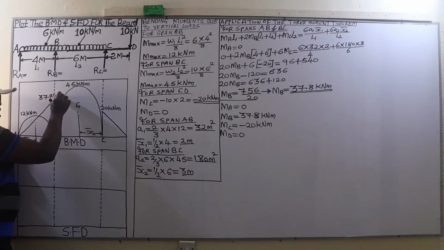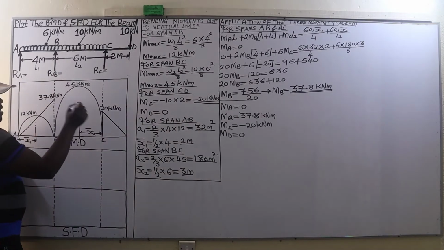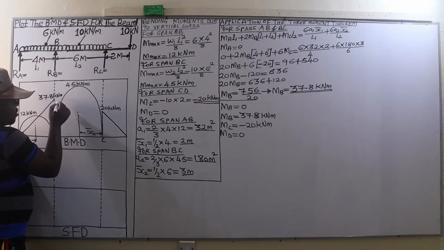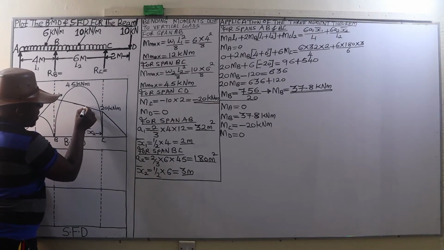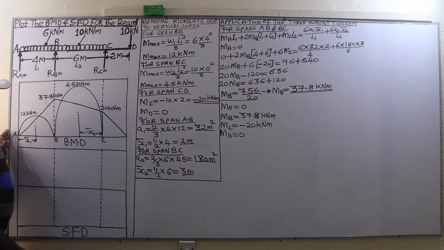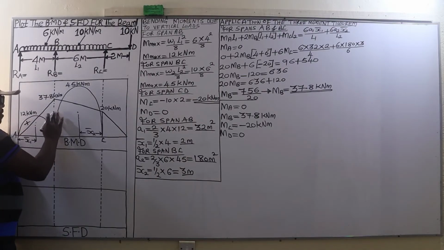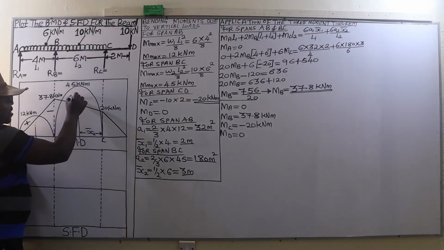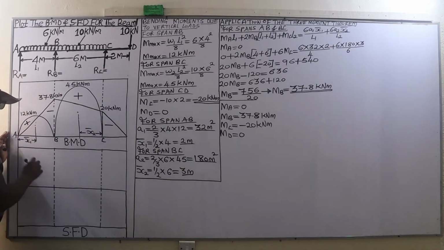37.8 kNm. Then the bending moment at C, negative 20. So we are going to join this bending moment to that bending moment at C. Then bending moment at D definitely is 0. So this happens to be a positive bending moment, sorry. This one is a negative bending moment, positive bending moment, and negative bending moment.